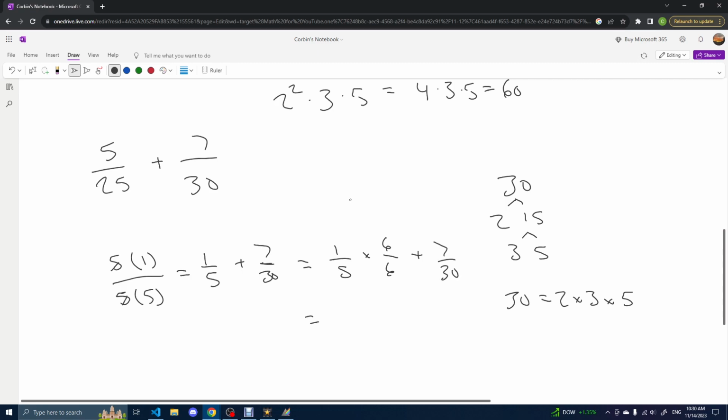And so this is going to be equal to 6 over 30 plus 7 over 30, which is equal to 13 over 30. 13 is prime and does not divide into 30. So that is the most simplified you can get. And again, we're just looking for the maximums here for the least common multiple. And so we have a max of 1 two, a max of 1 three, and a max of 1 five.